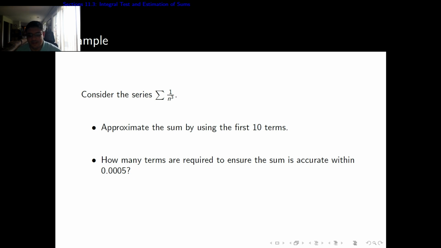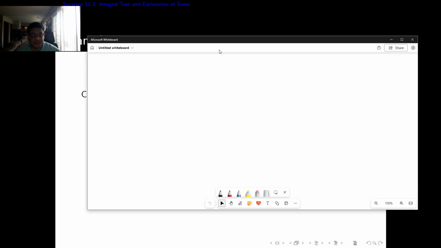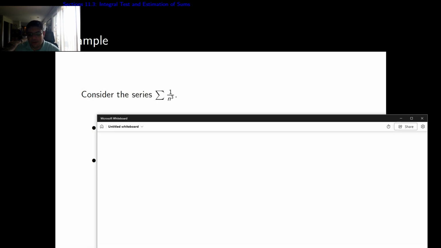So instead of that, let me showcase the approximation using the first 10 terms, see how the remainder will work out, and how many terms will be required to ensure that the sum is accurate within 0.05. Okay, so let's go to the board. We're going with 1 over n cubed, which we know is convergent by the integral test.